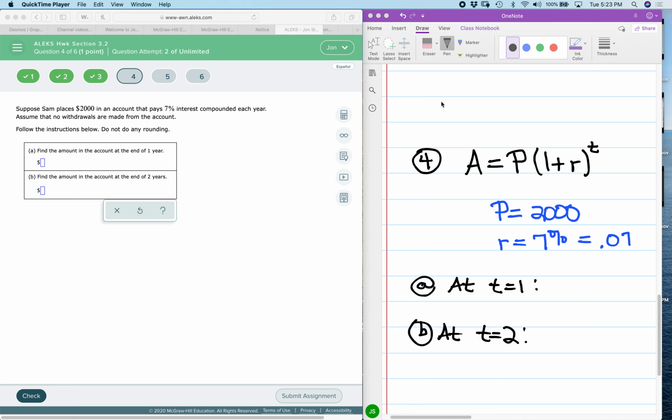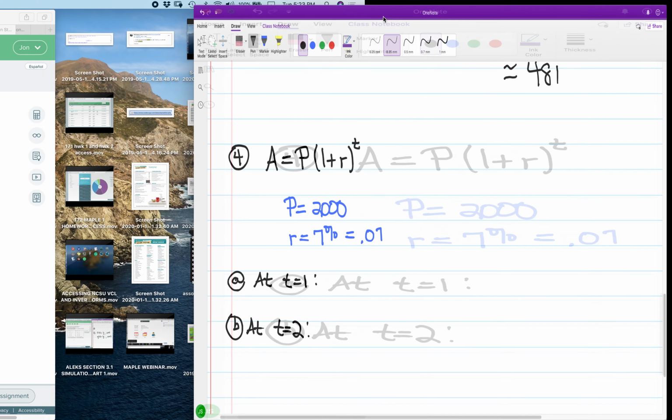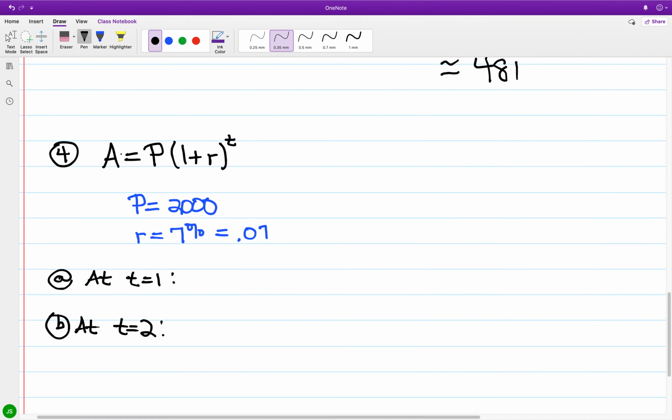Okay, so we have annual compounding of interest, and we have just taking what we have in the formula. We have A is equal to P times the quantity of 1 plus R raised to the T degree. And again, P represents the amount that is put in, which we will have at $2,000. And R is the rate of interest, so we have 7%. And in the formula, we're going to record the decimal equivalent without the percent. So 7% would translate to 0.07.